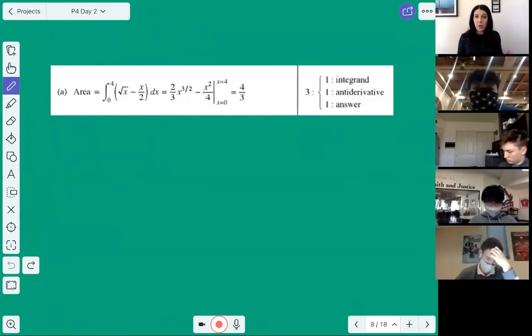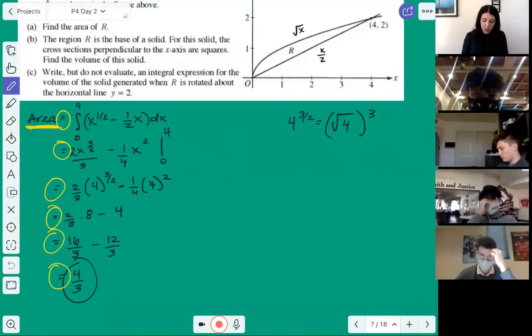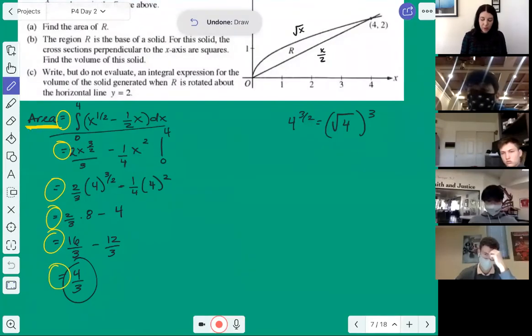The next point, so point 2, comes from the antiderivative. So 2/3 x to the 3/2 minus x squared over 4. That's the next point. Make sure you have that with the 0 and the 4 here, by the way. You don't have to have x equals 0 and x equals 4, but you need this line where it's set up like this.